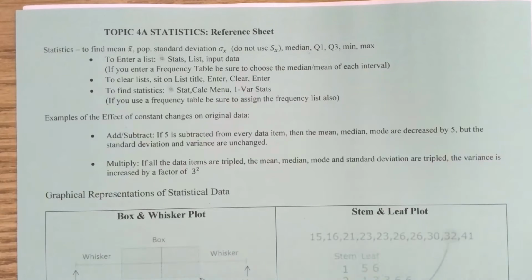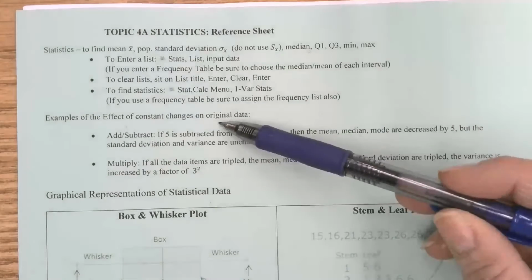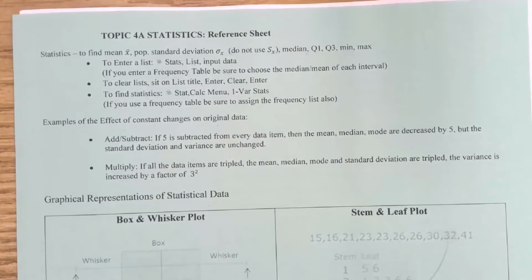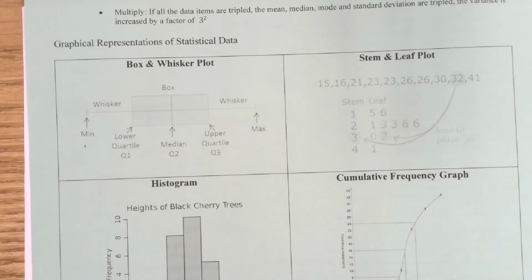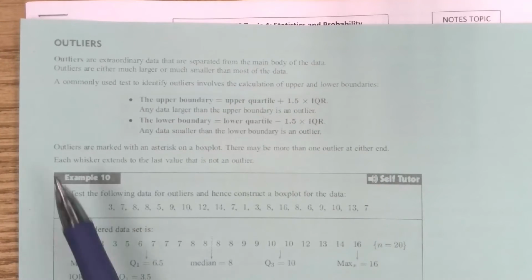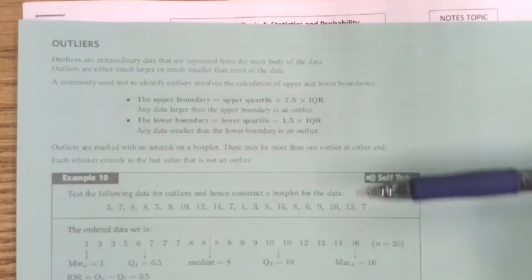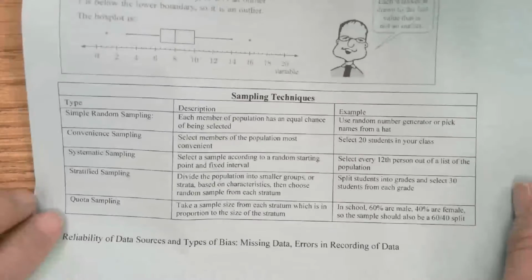For example, if you're going to increase mean, median, and mode by changing all of your values by either subtracting or multiplying by something. And then you'll also find some samples of graphic representations of statistical data. On the reverse side of your reference sheet, we have some information about outliers, how to calculate outliers with an example. And then underneath that, sampling techniques.